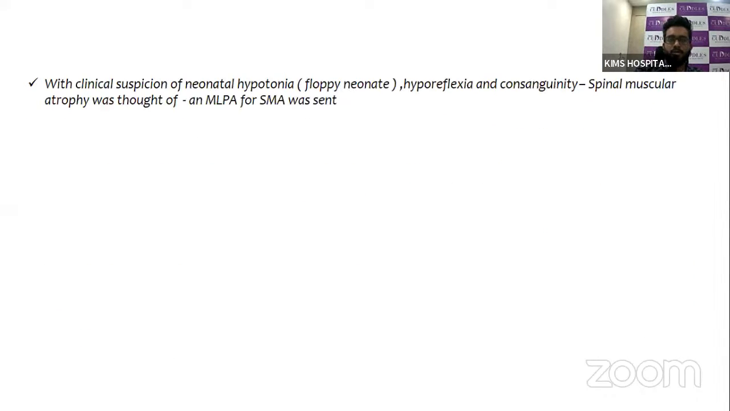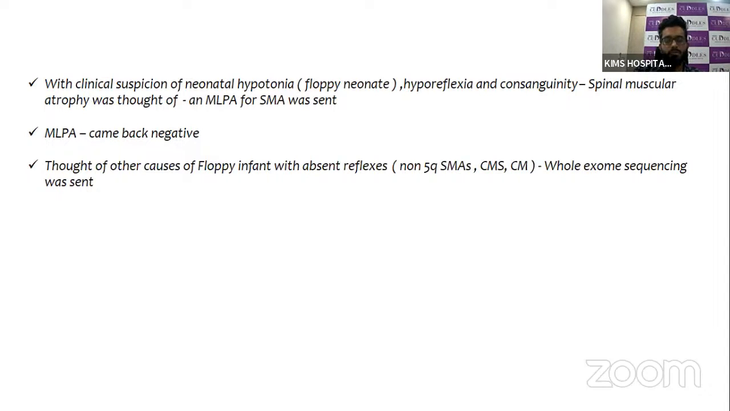So with this picture of neonatal hypotonia presenting at day 2 with hyporeflexia and consanguinity, one of the common genetic disorders, that is SMA, was thought of, and an MLPA was sent for SMA. But MLPA came back negative. MLPA is the screening diagnostic genetic test for SMA, that is multiplex ligation probe assay, which came back negative. There are a few conditions in the group of SMA wherein MLPA won't pick up. So the other causes of floppy infant were thought of because of the classical clinical presentation.